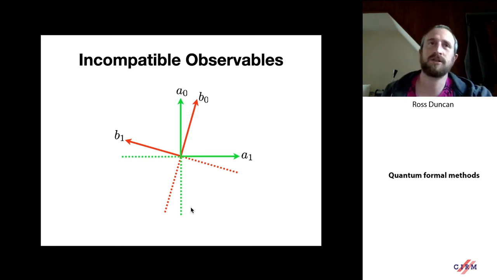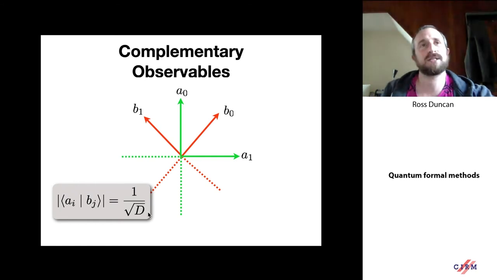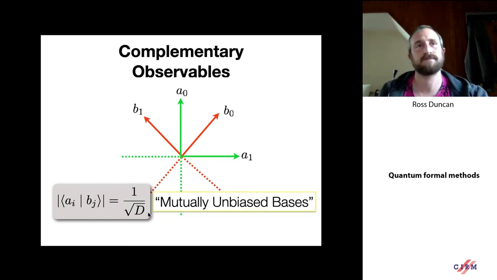And when they're complementary, as Z and X are, they are not just distinct, but they're as far apart as they can possibly be. So I'll say here that A and B correspond to complementary observables because the inner product from A0 to B0 and A0 to B1 is maximal in both directions. And that is precisely that number there, where D is the underlying dimension of the Hilbert space. So bases like this are called mutually unbiased.